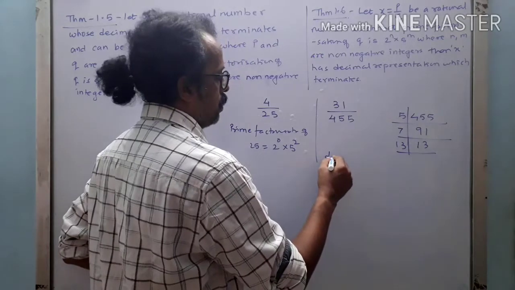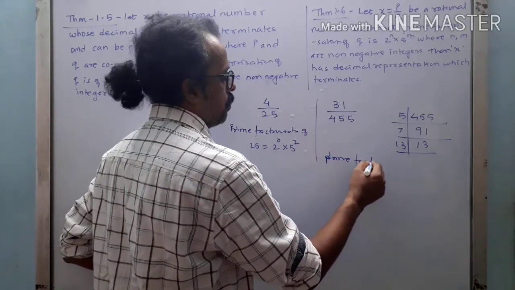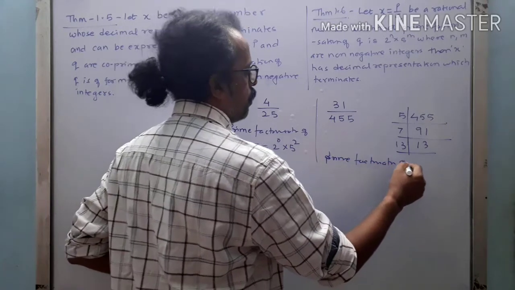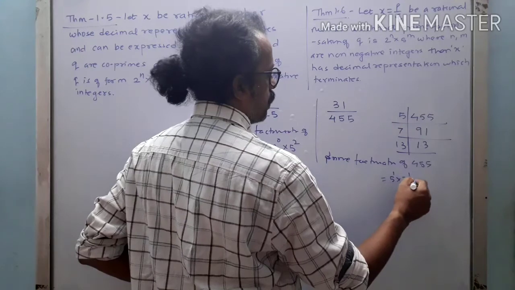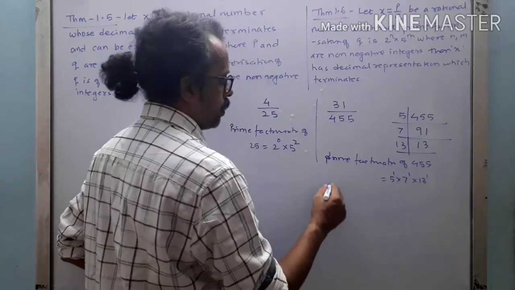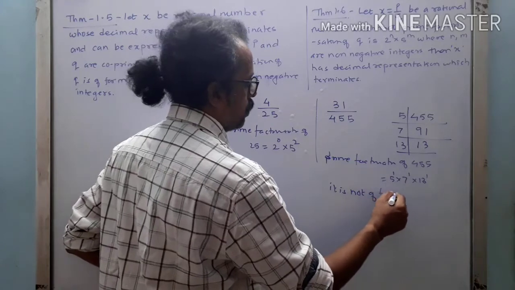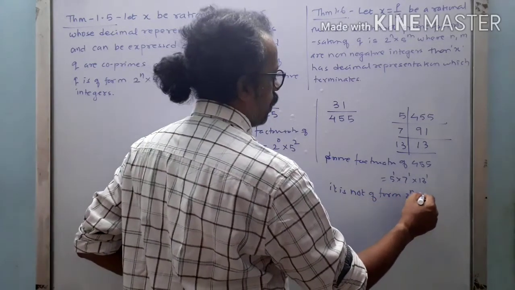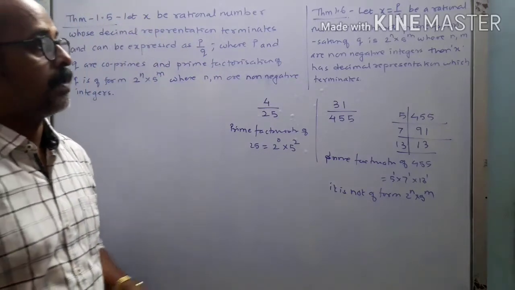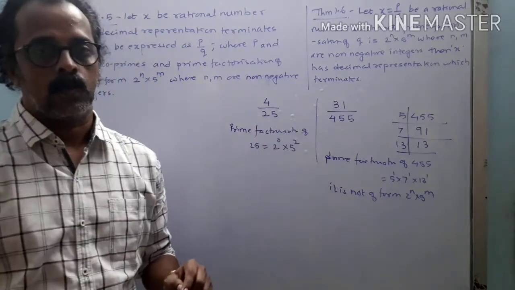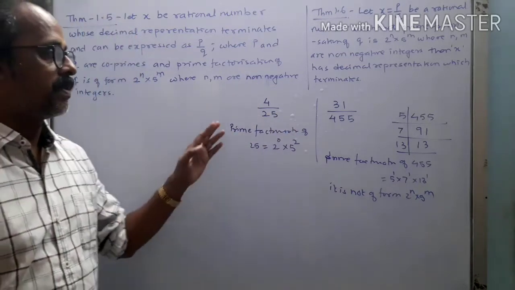So here the prime factorization of 455 is 5 raised to 1, 7 raised to 1, 13 raised to 1. It is not of the form 2 raised to n and 5 raised to m. Hence, it doesn't have a terminating decimal representation, right? This is the concept you have to keep in mind whenever you get any fraction like this.